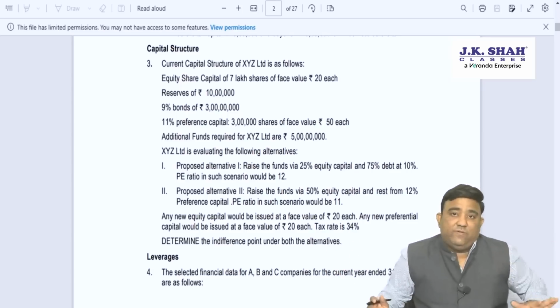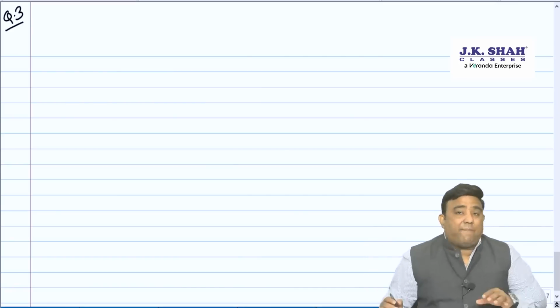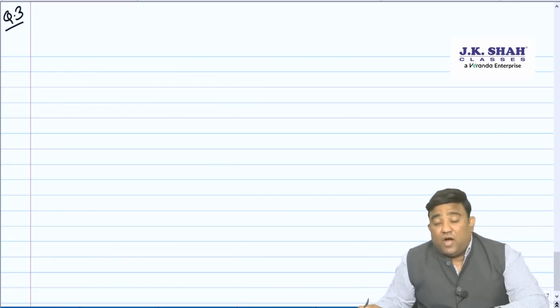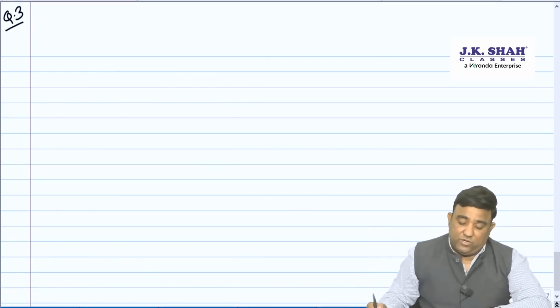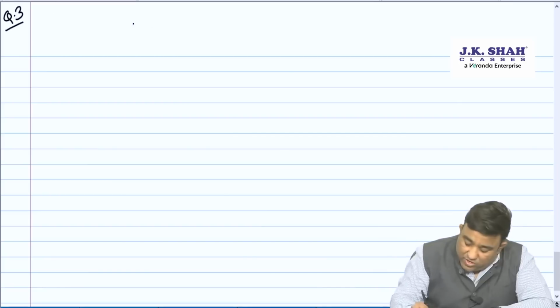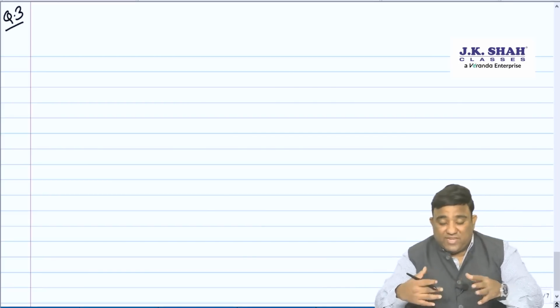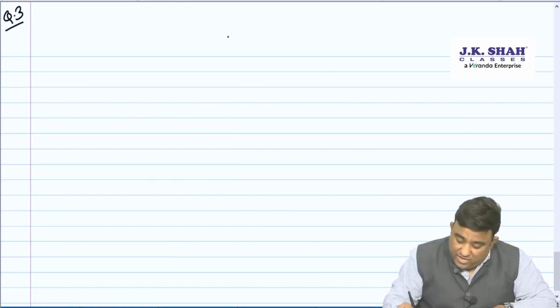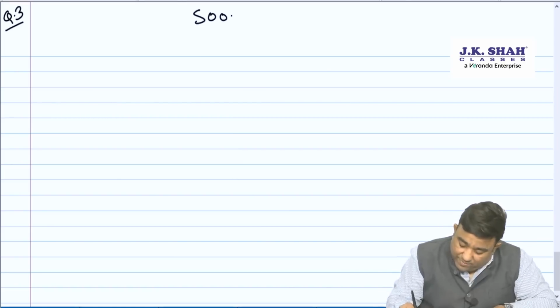indifference point. Student, again, capital structure framing is the ultimate part of this example. Student, can I start with it? Student, whenever a big capital structure is given, be clear. Try to figure out the capital structure. You need 5 crore.